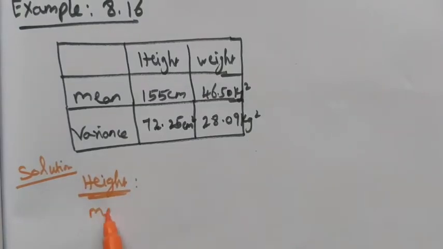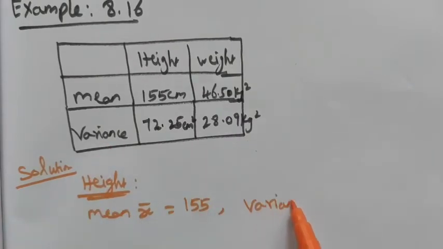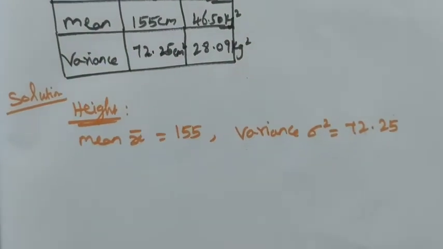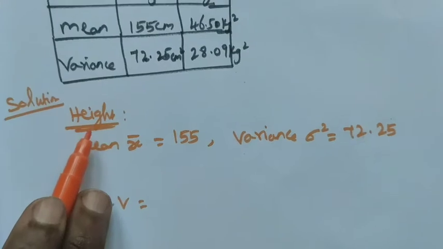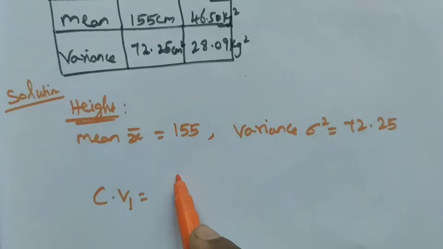The mean of height is given as x bar is equal to 155, and the variance of the height, sigma square, is equal to 72.25. Now we want to find the coefficient of variation. We have two coefficients of variation to find, one for height and another for weight, so let me take this as CV1. The formula is sigma divided by x bar into 100%.